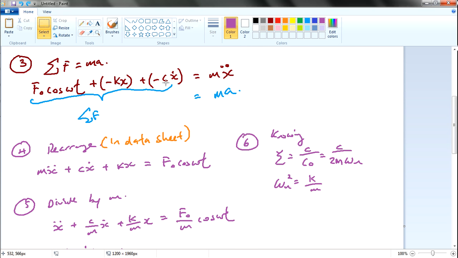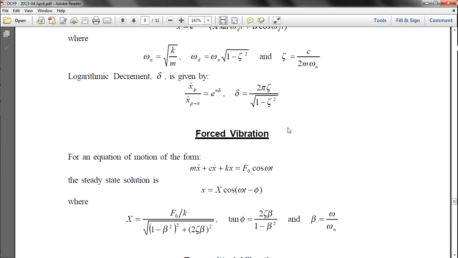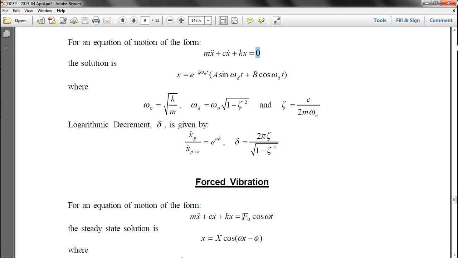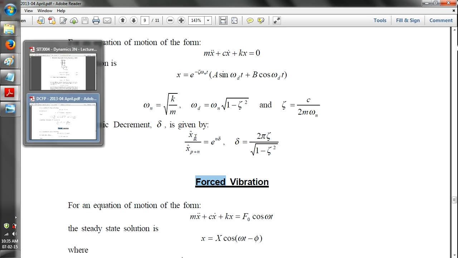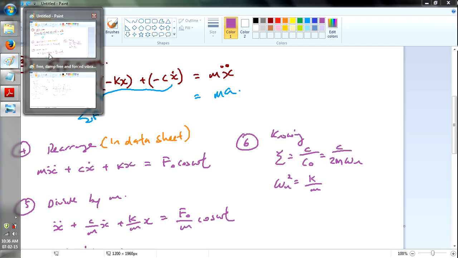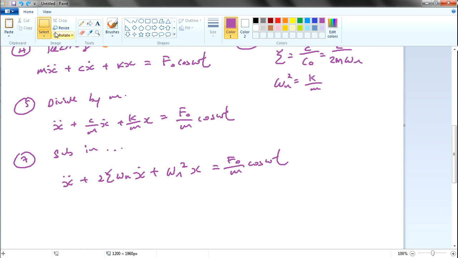Nonetheless, this is pretty easy to set up. Take note that this is the so-called non-homogeneous equation, while this is homogeneous. This equals 0, and this equals f naught cosine omega t. So this thing is the same as this, and then you have a forcing function. This is why it is a forced vibration. It has a force acting on the mass constantly, pulling it down and up. With this equation, we can actually solve.